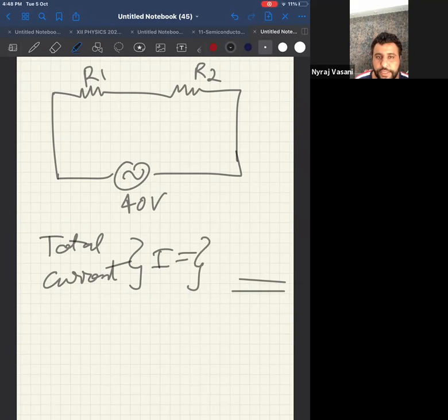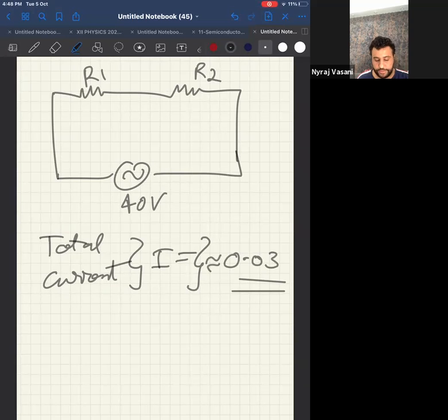Tell me, what is the total current that you're getting in the circuit? Solve and tell me. I equals V by R. 40 divided by 1210 plus 484. 40 divided by 1254. So tell me. Approximately, okay, I'm getting this answer approximately equal to 0.03.